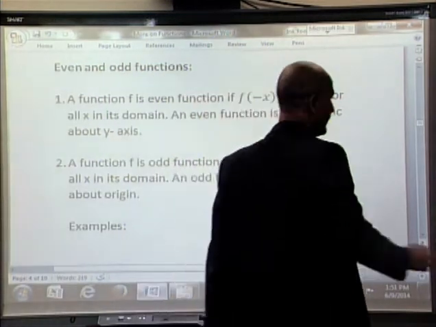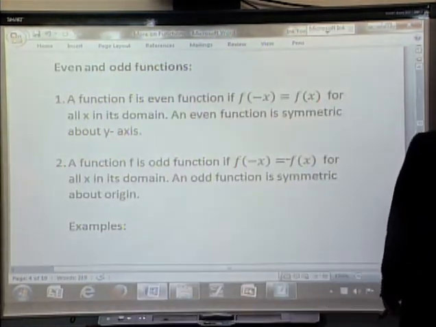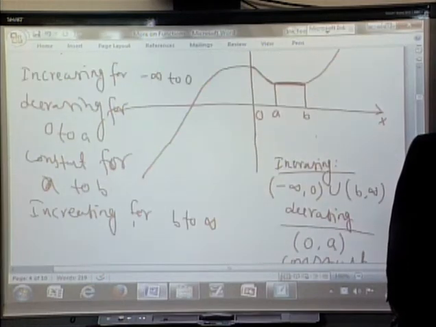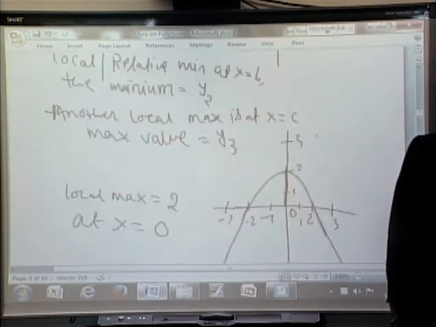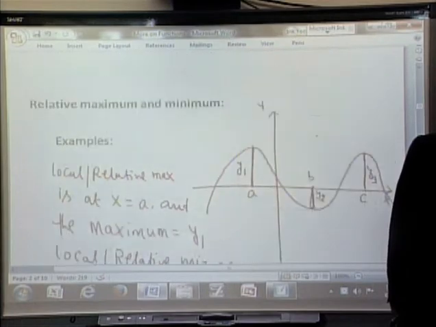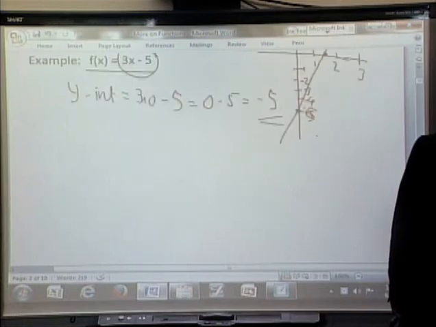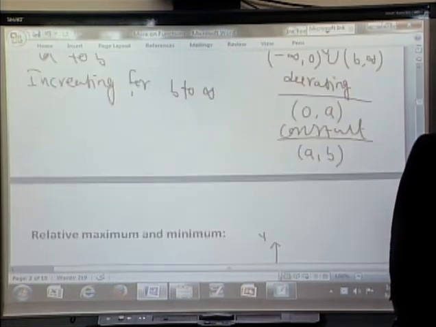For example, this is a graph which is symmetric, maybe not. Okay, I will show you a graph which is symmetric about the y axis. None of these graphs are symmetric about the y axis. No, it is not. Okay.